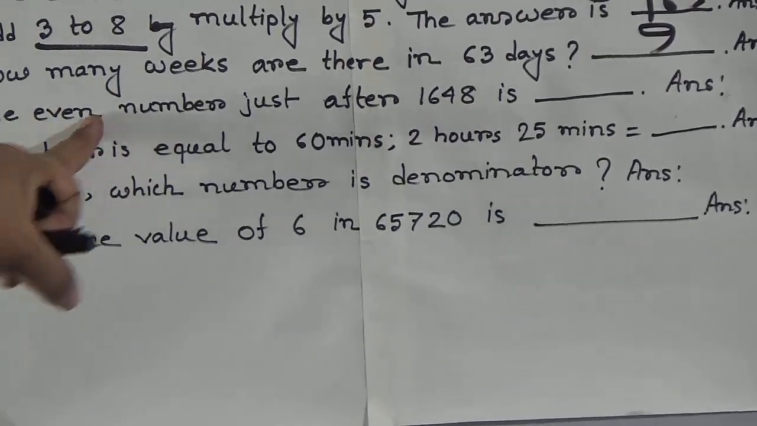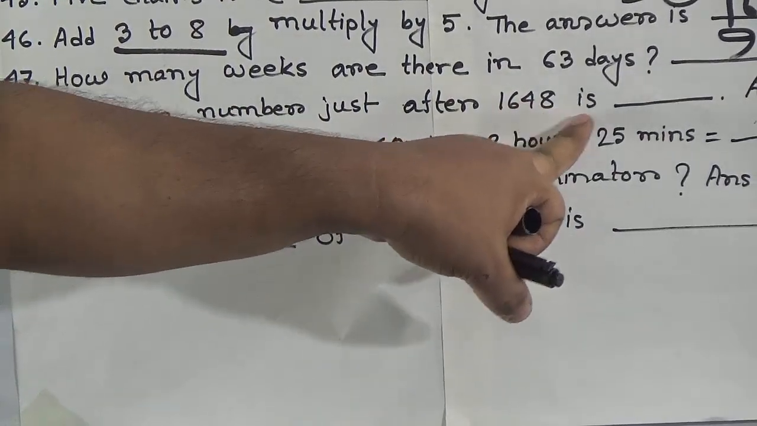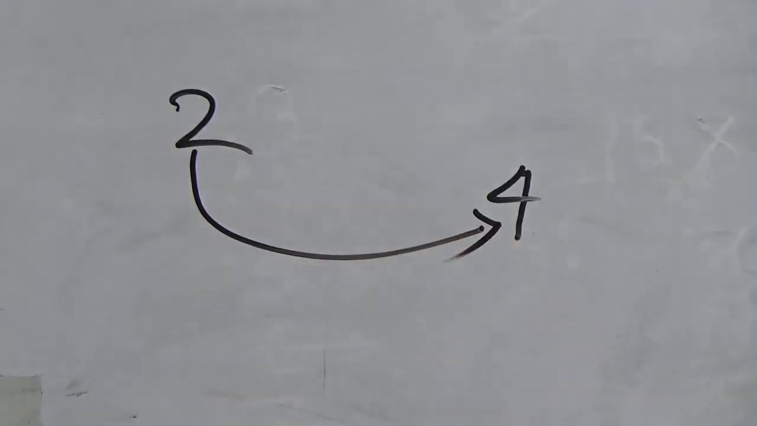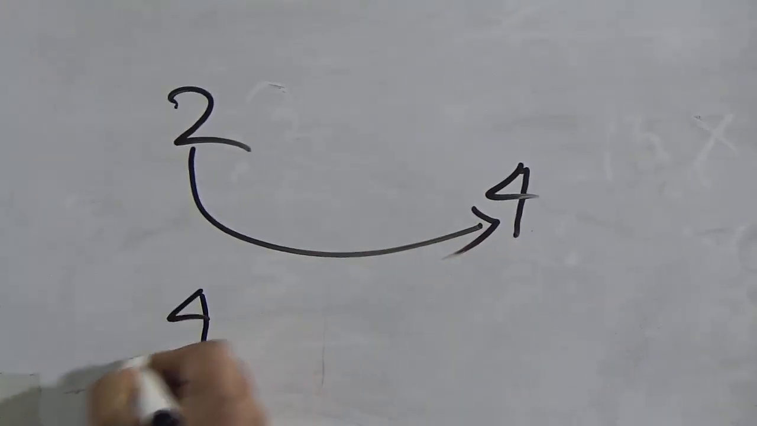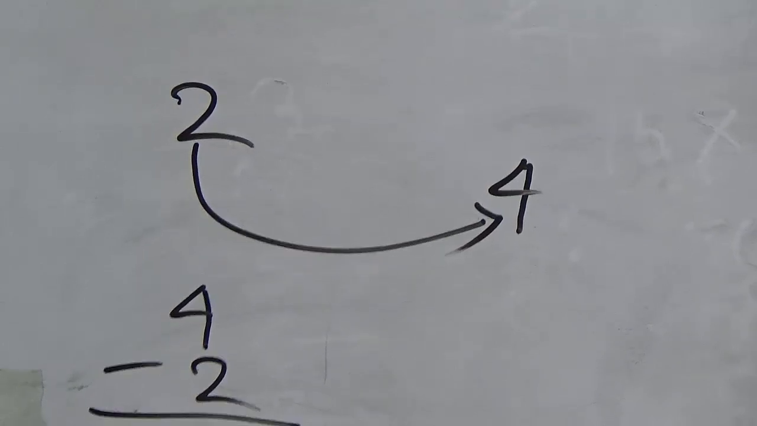The even number just after 1648 is what? Student, notice the first even number is 2 and the second even number is 4. And what is the difference between these two numbers? We subtract 4 minus 2. That means we get 2. So between every even number there is a difference of 2.